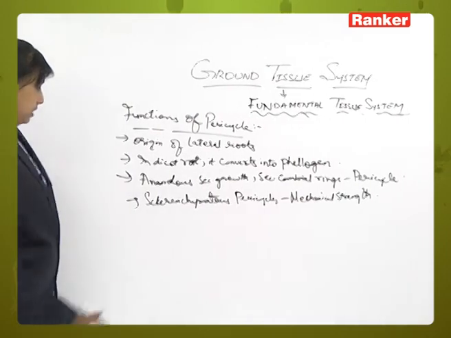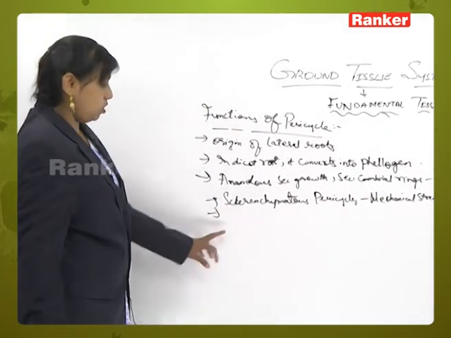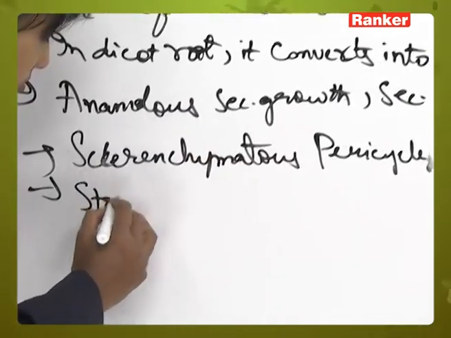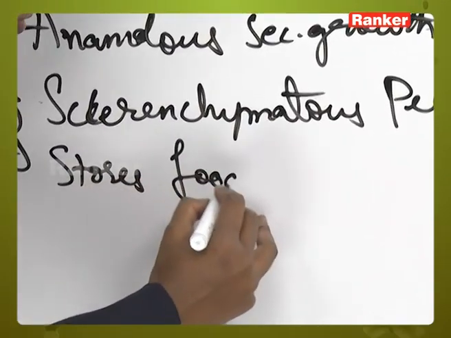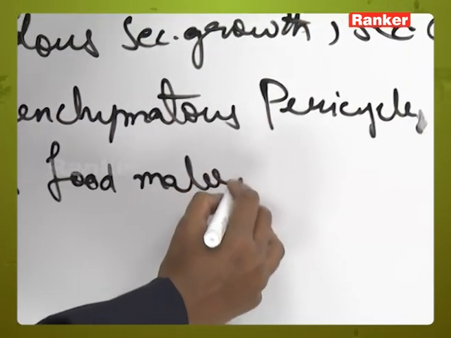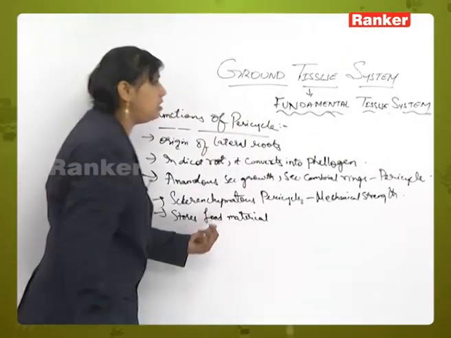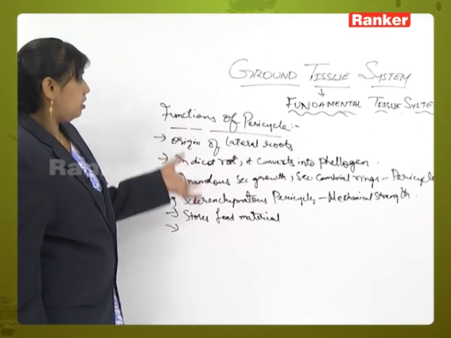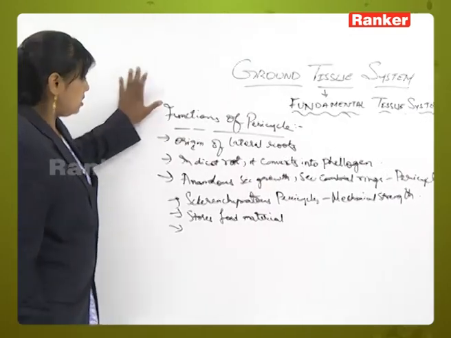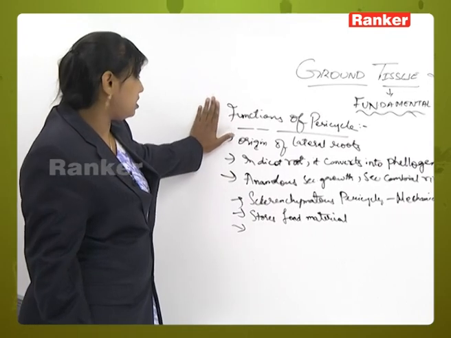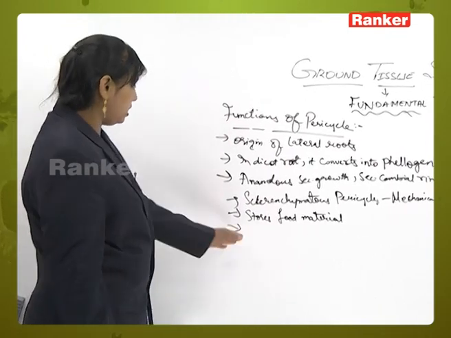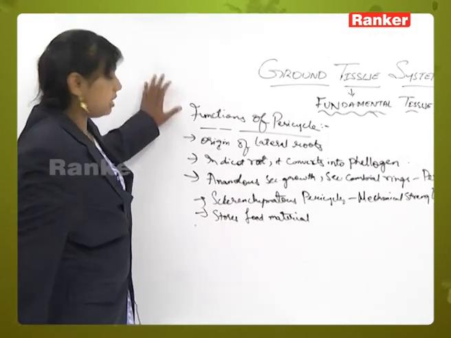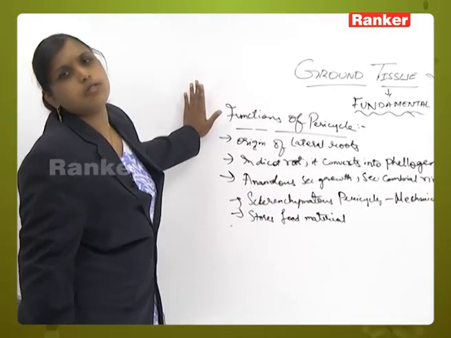Now again, this pericycle is also useful for the storage of food material. This food material may be in the form of starch, as we said when we were studying the general characters of pericycle. These are the functions. In addition to that, we can also see some secretory tissue and laticiferous tissue in the pericycle.